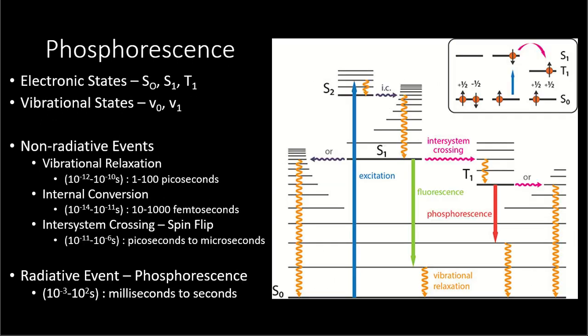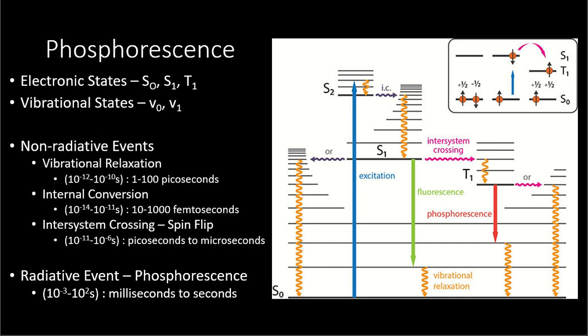Another type of photoexcitation event is phosphorescence. This involves the typical non-radiative events that we talked about before, but there's also an additional event called intersystem crossing, which is not spin neutral. It results in a spin flip. Essentially, an electron in a singlet state enters a more energetically favorable triplet state, which results in a flip of its spin, either from up to down, or down to up. This spin flip event can take from picoseconds to microseconds.